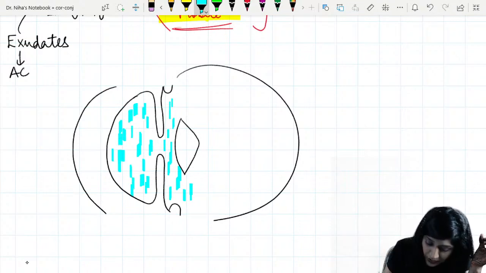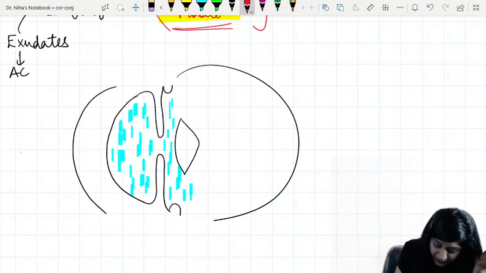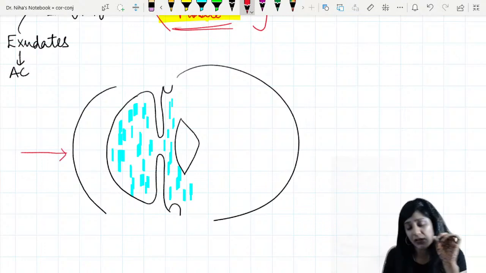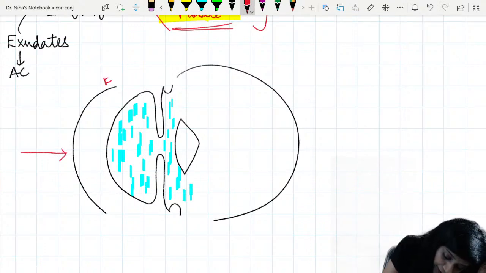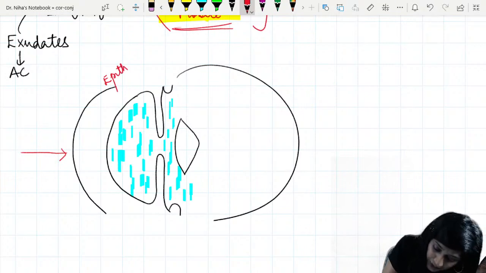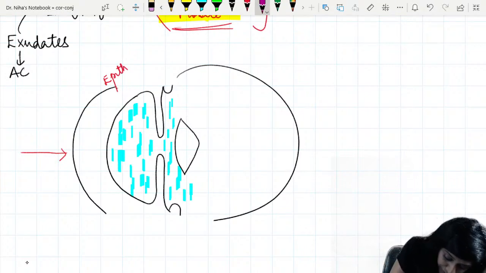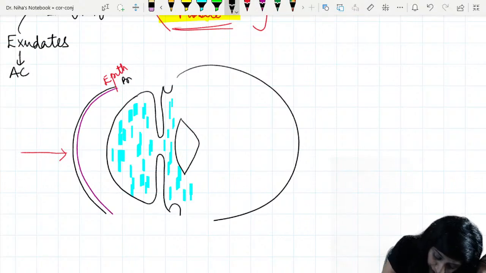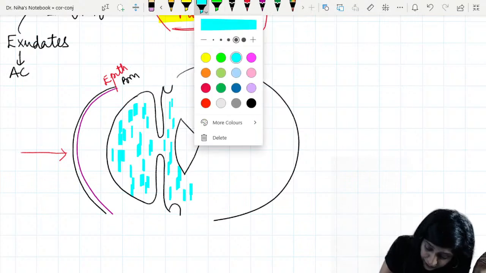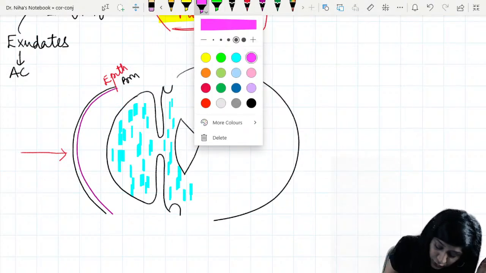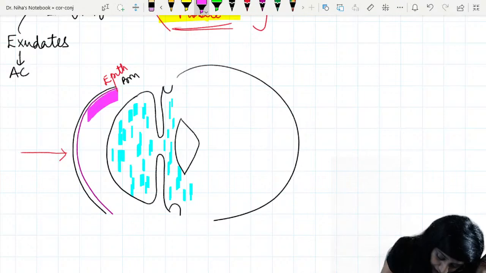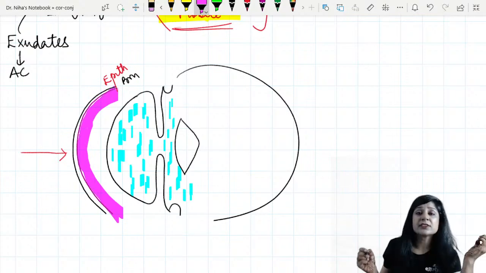Now if I am having penetration from the bacteria, first of all it will go to the epithelium. Then it will go to the Bowman's membrane. Then we will have the stroma. The stroma is the thickest part, and I'm making it the same color as the Bowman's membrane, because Bowman's membrane is the condensation of the stroma only, like this.